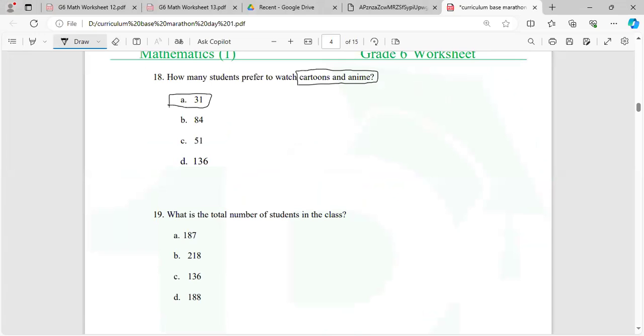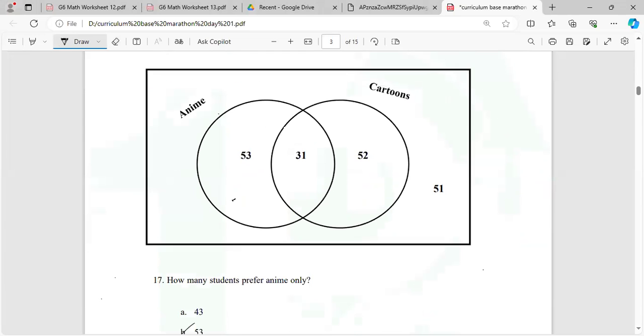Okay. So the students that like anime, I added the 53 students to the students who like cartoons, 52, and then I added all of them up and added them to 31. So I got 136. But sir, I saw the number at the side and I never knew what that was for. It means that they don't like any one of them.